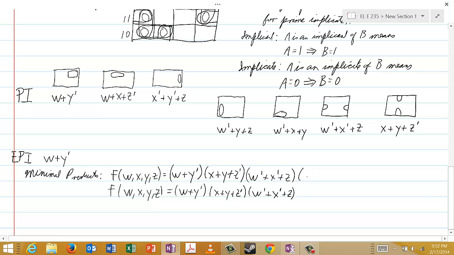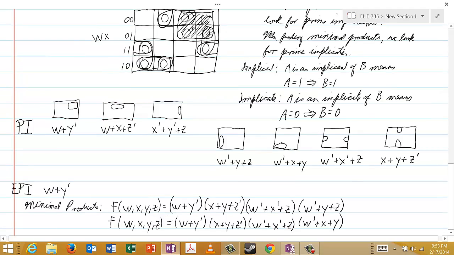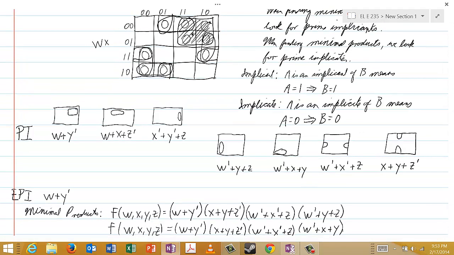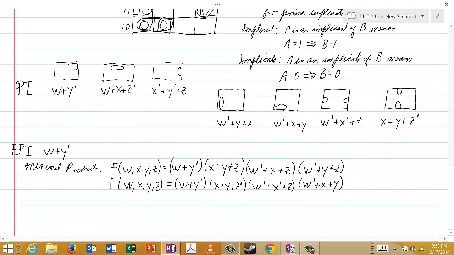For the first one, we'll say w prime or y or z, and here we'll say w prime or x or y. So here are two ways that we could account for all of the zeros in this Karnaugh map. But I believe there might be others as well.